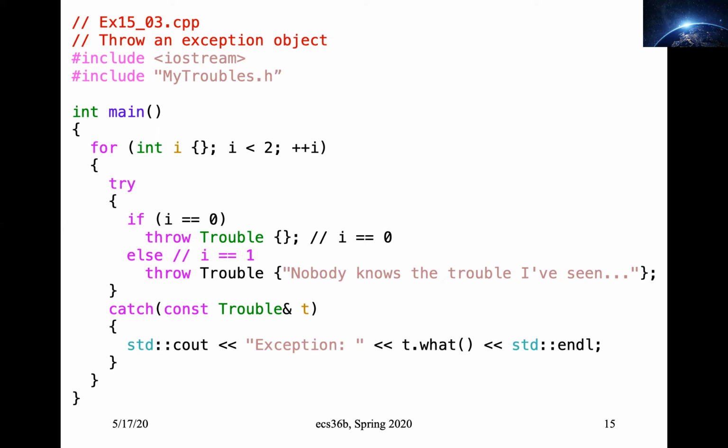Okay, let me ask you the question. In this code, how many times will the catch clause be called? How many times? I'm asking about control flow transfer. How many times? Yes, 2 times. Yeah, that's correct.